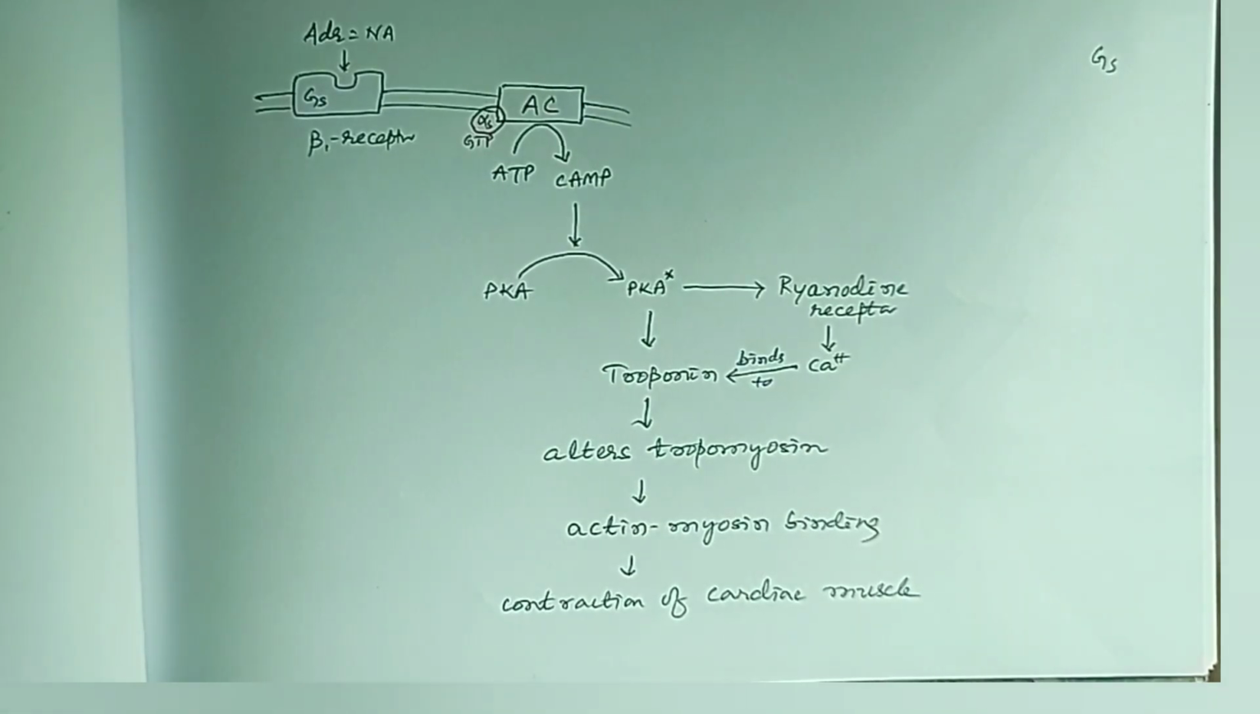So this is all about the beta-1 receptor, its mechanism, the exact pathway, how the second messenger cyclic AMP functions. So this is all about beta-1 receptor.